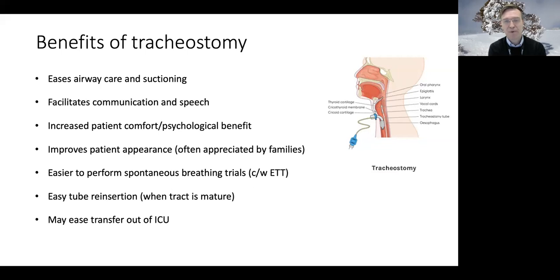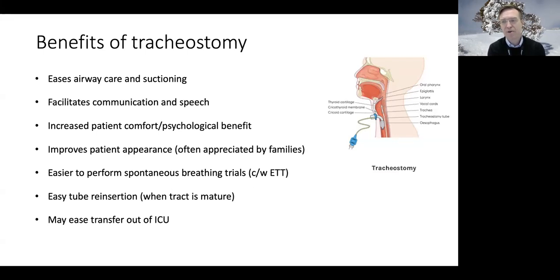Perhaps a minor issue, but people look a whole lot better when the tube's out of their mouth. A number of families have said, I can now say I've got my loved one back. They look like themselves. I guess we shouldn't focus too much on the cosmetics, but as part of the overall package of care, people really feel psychologically that their progress is advancing considerably.